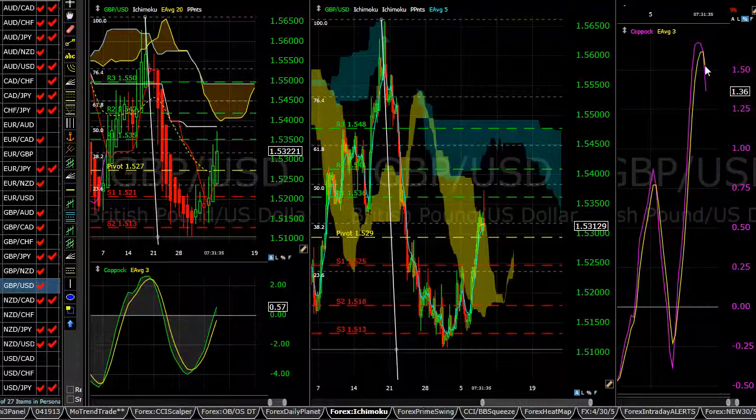and currently our 4 hour Coppock Curve has crossed down, showing a bearish divergence within the context of this daily bullish divergence over in here. So that's a counter trend trade, I would call it right now, to the south.